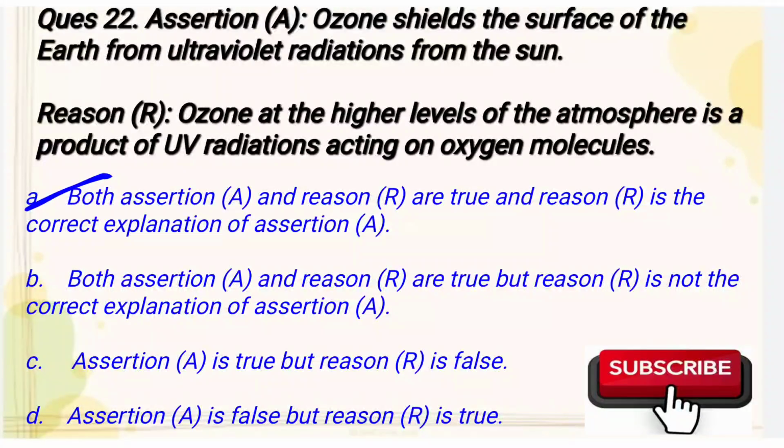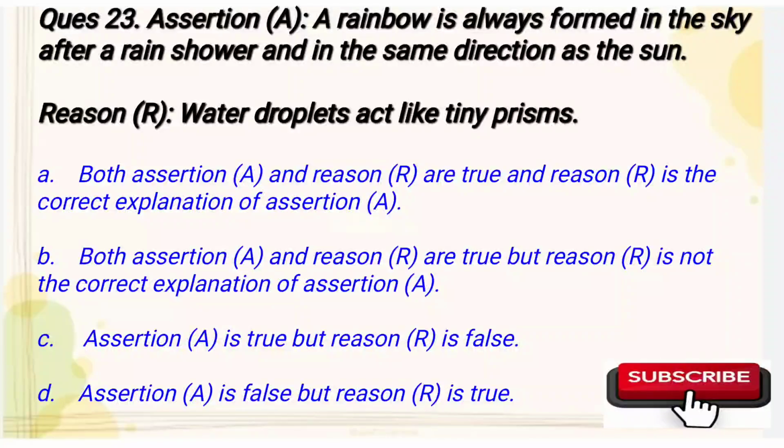Option A, both assertion and reason are true and reason is the correct explanation of assertion. Assertion: a rainbow is always formed in the sky after a rain shower and in the same direction as the sun. Reason: water droplets act like tiny prisms.